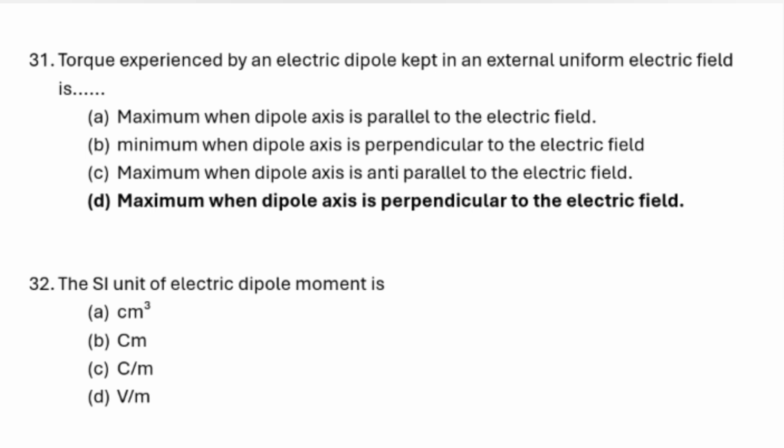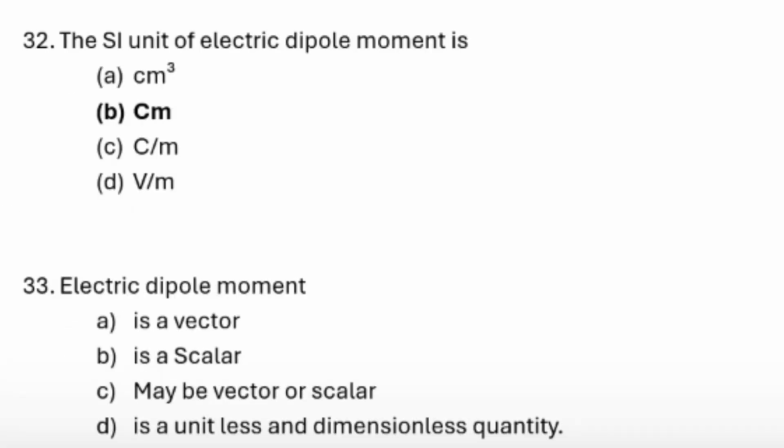Question number 32. The SI unit of electric dipole moment is option A, centimeter cube, option B, coulomb meter, option C, coulomb per meter, option D, volt per meter. Here the correct answer is option B, coulomb meter.